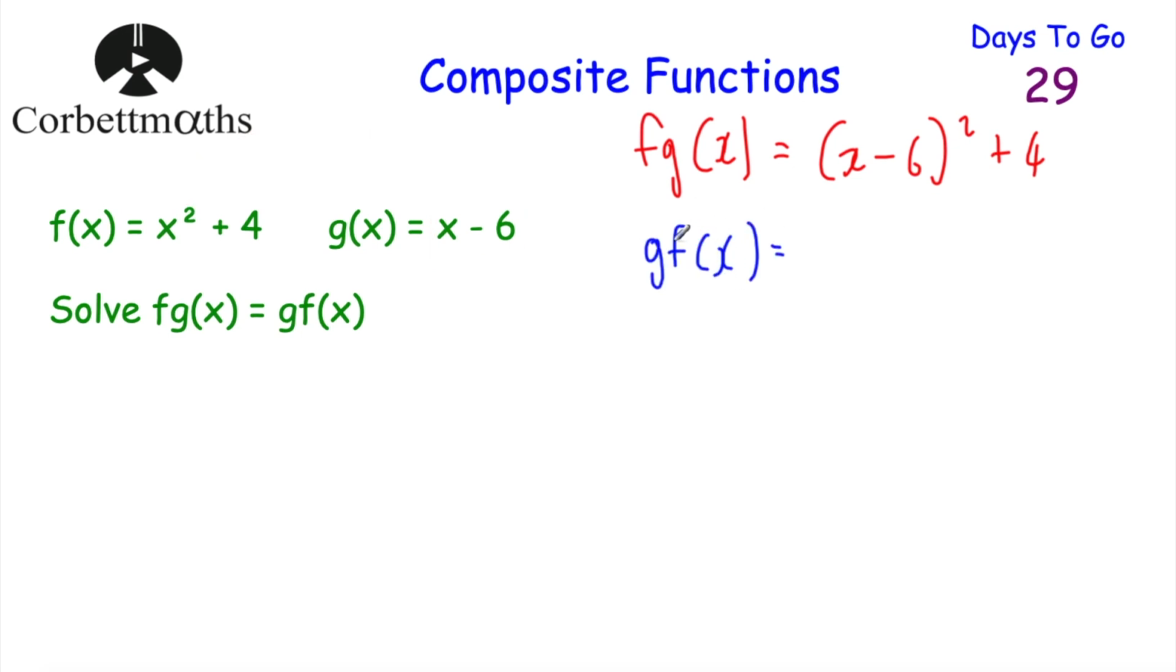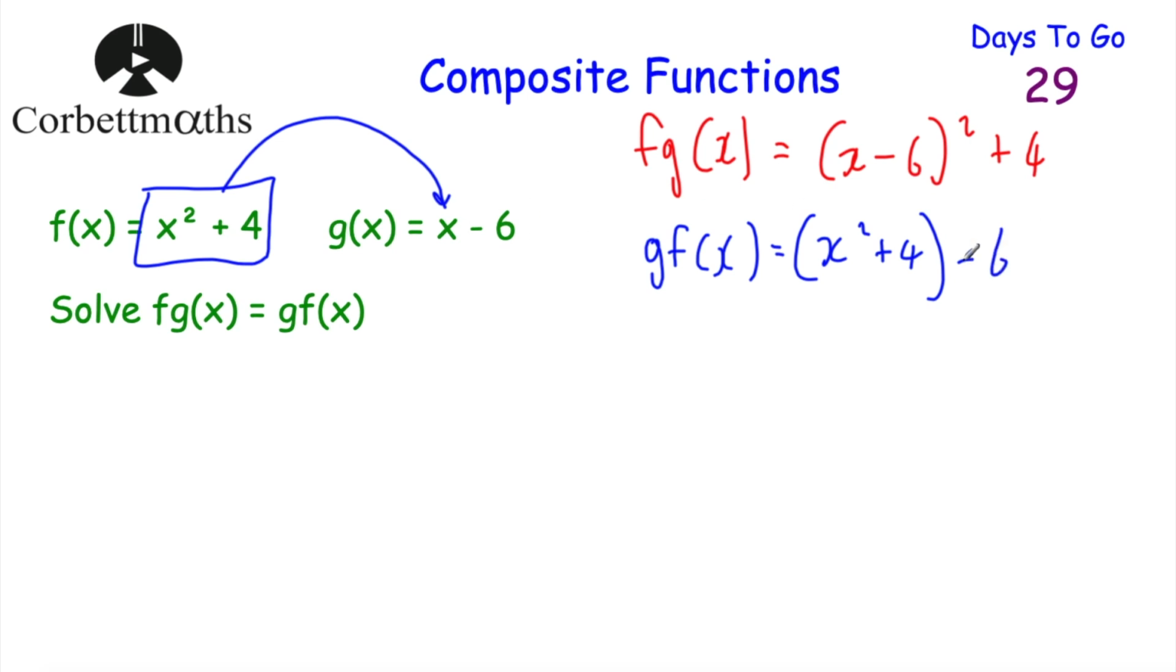Okay, so we start off with x, we apply function f, so that'll give us x squared plus 4, and then we apply function g, so we replace the x with that. So that'll be x squared plus 4, and then minus 6, just replacing the x with x squared plus 4. And now we can just take away 6, that'll be x squared minus 2. So we've got gf of x is equal to x squared minus 2, and we've got that fg of x is equal to x minus 6, close bracket, squared plus 4.